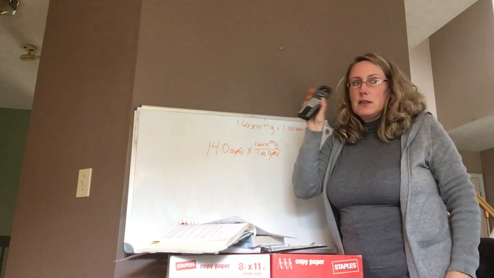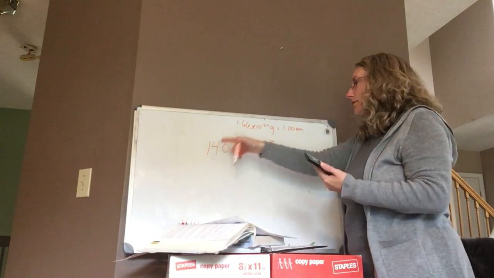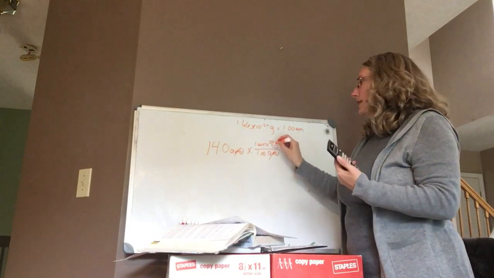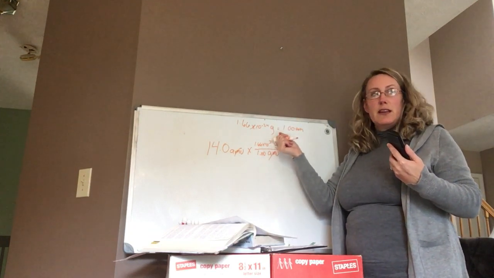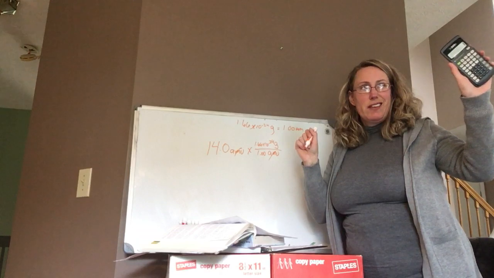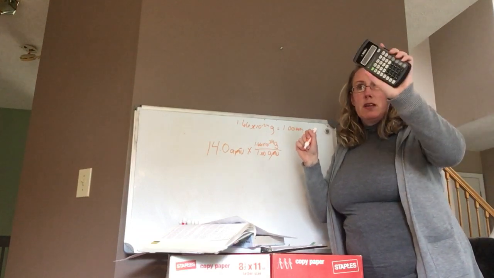Everybody's is a little different. You should be able to find on your calculator where the times 10 to the negative something is, to be able to do times 10 to the negative 24. Do you have a calculator with you?